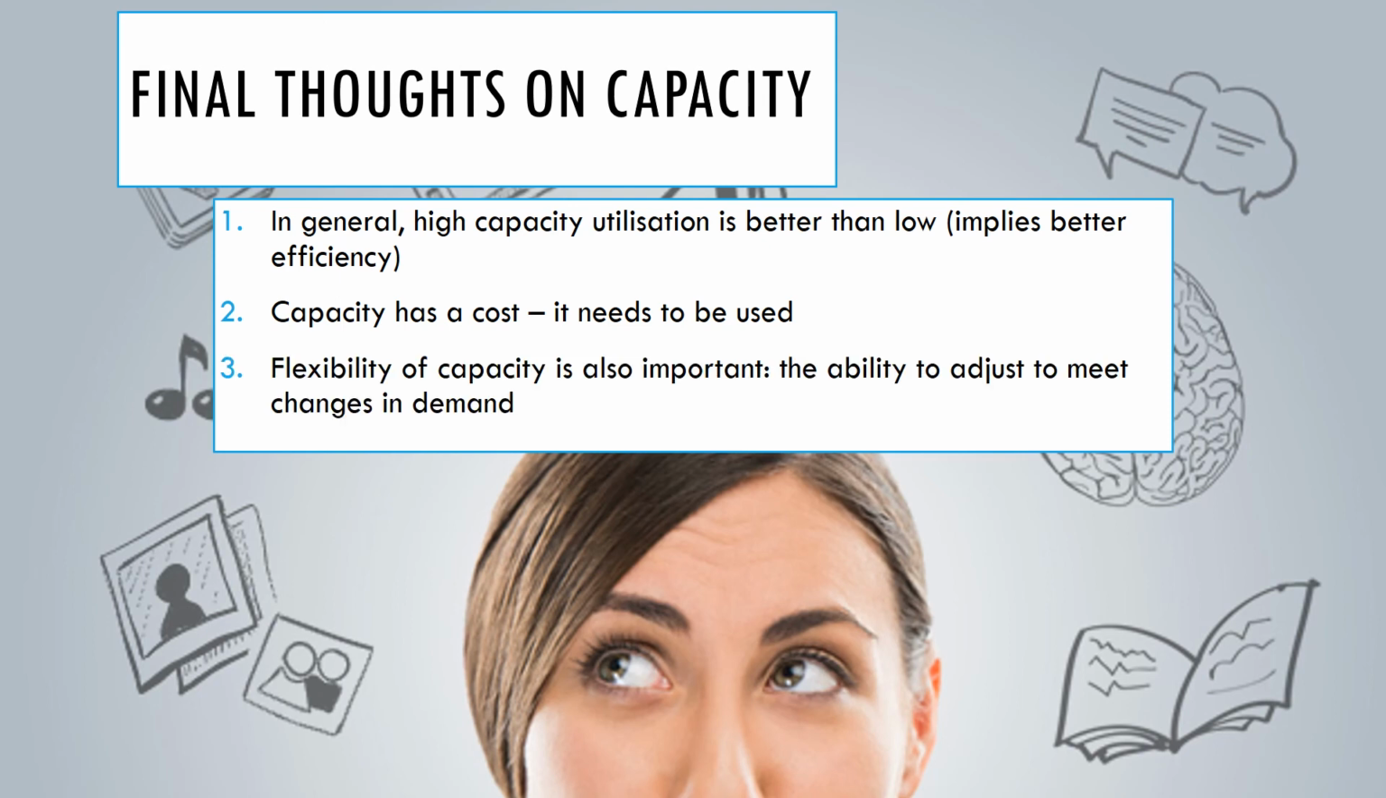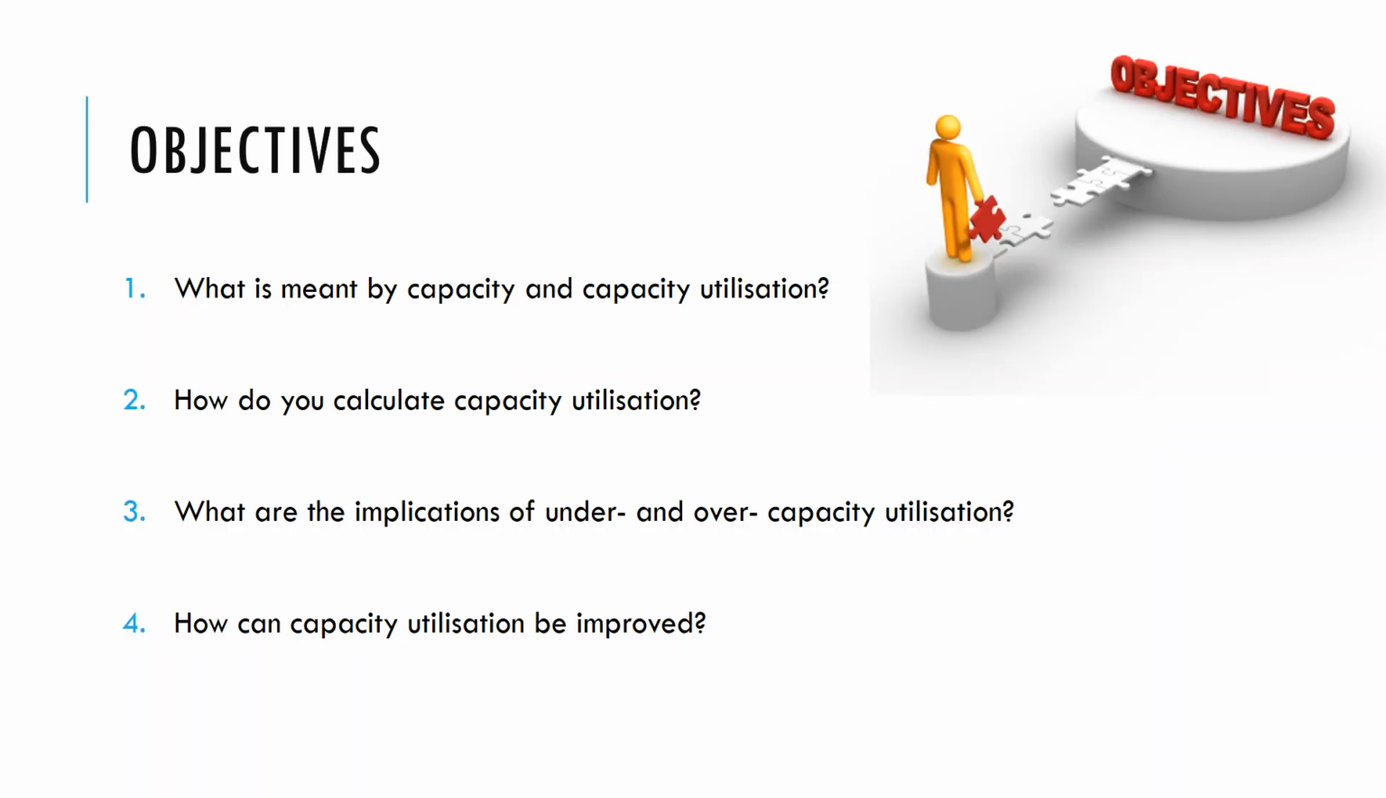Flexibility is also important. The ability to adjust to meet changes in demand. Being able to scale up capacity or scale down capacity can also be an important factor. So we've looked at capacity utilization, how to calculate it, under and over, and how capacity utilization can be improved.